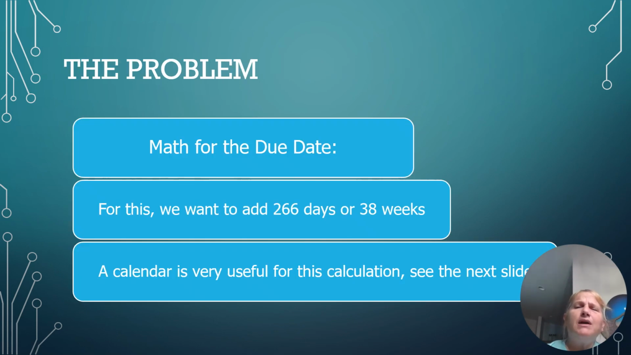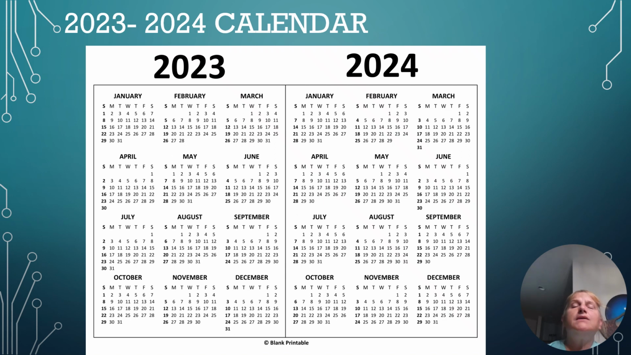Now the math for the due date. For this, we want to add 266 days or 38 weeks. Usually the weeks are an easier thing to use. The calendar is very useful for this calculation, and I do have one attached here. We're going to look at the next slide. So remember, July 23rd was the date that we were using. We're going to start there and say, okay, July 23rd.